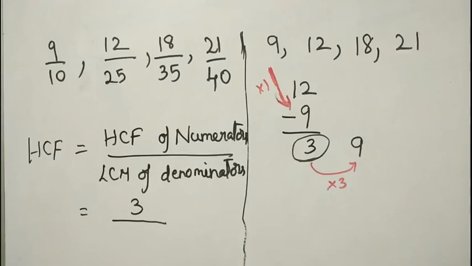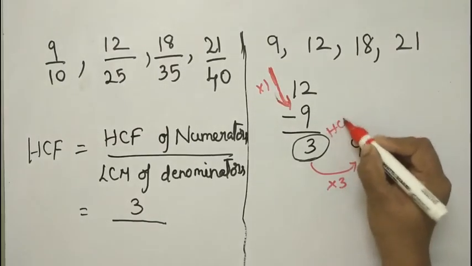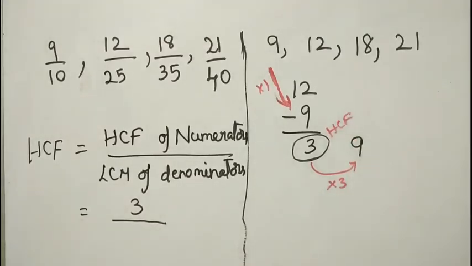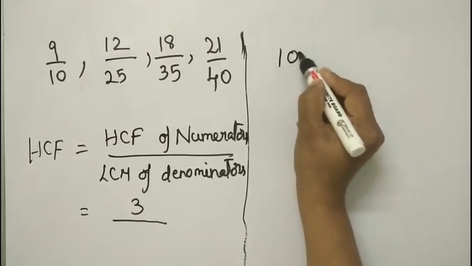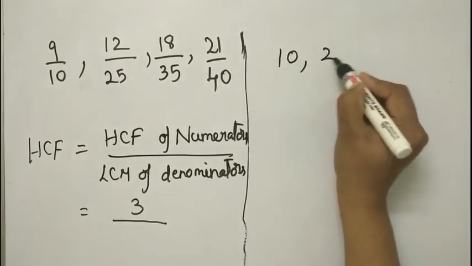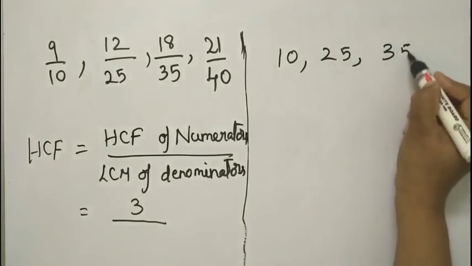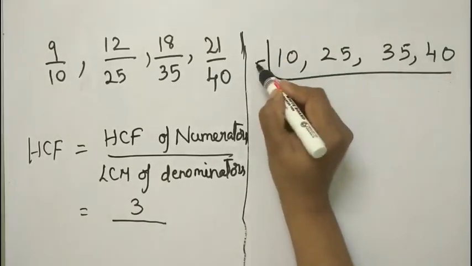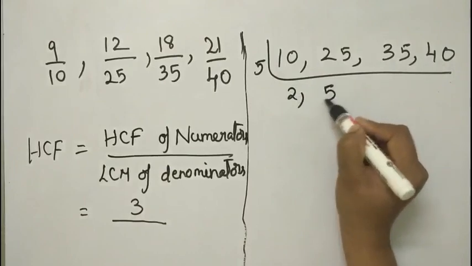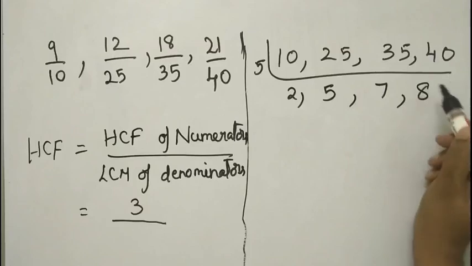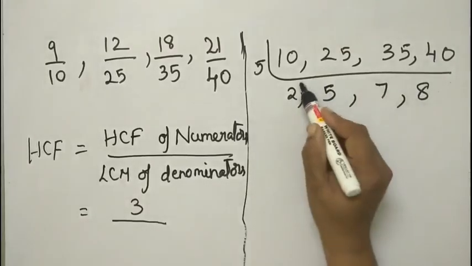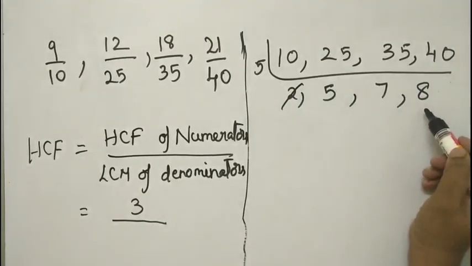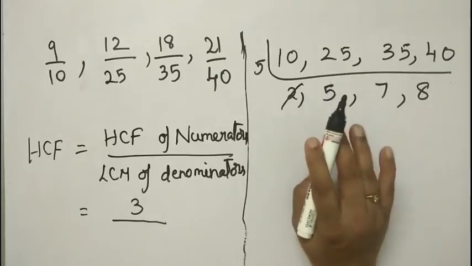Okay. Now we have to find the LCM of denominators. In the denominator we have the numbers 10, 25, 35, 40. Is it not? Now take the LCM. 5 2s, 5 5s, 5 7s, 5 8. 2 goes into 8, so just cut it off. And 8 can be written as 2 cube. So we have to stop the LCM here.